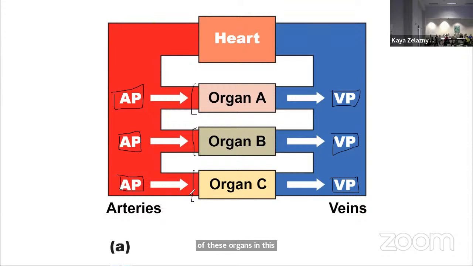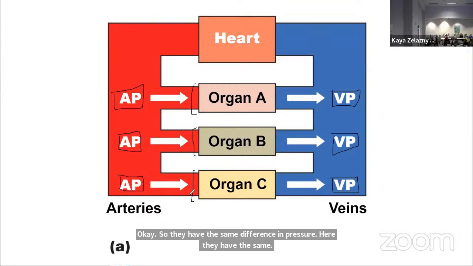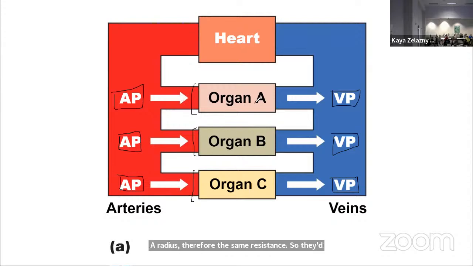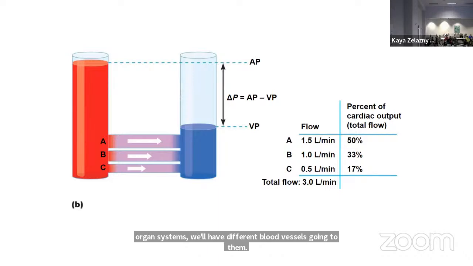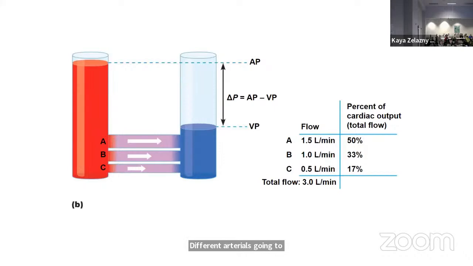Okay. So they have the same difference in pressure here. They have the same radius, therefore the same resistance. So they'd all have equivalent flow in this image. However, that's not reality. In reality, our different organ systems will have different blood vessels going to them, different arterioles going to them, and they will have different amounts of flow that they're using.